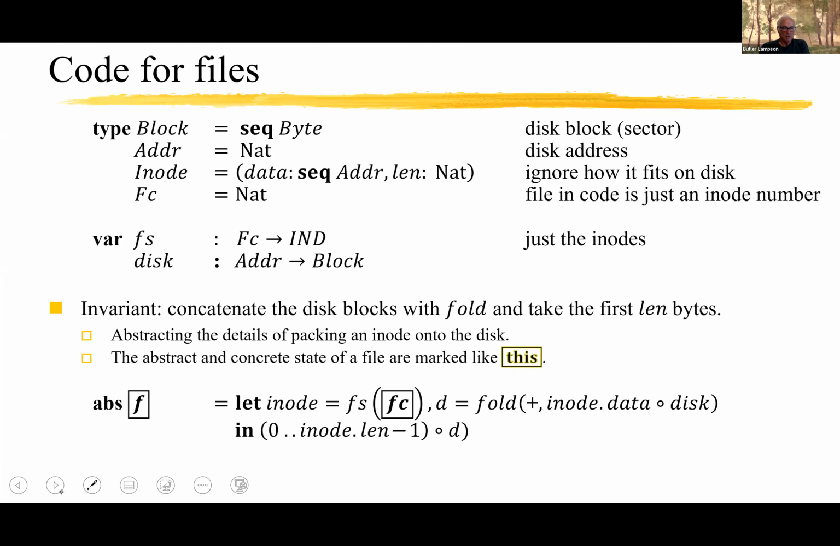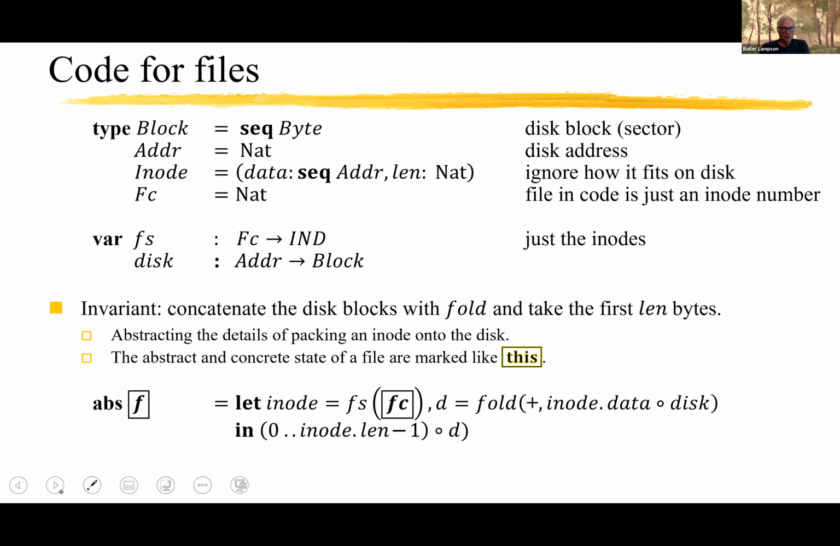Sorry, it's not the invariant. This file system has an abstraction function. And what is the abstraction function? It says, let the inode be... remember, the concrete file is FC and the abstract file is F. How do we get from FC to F?